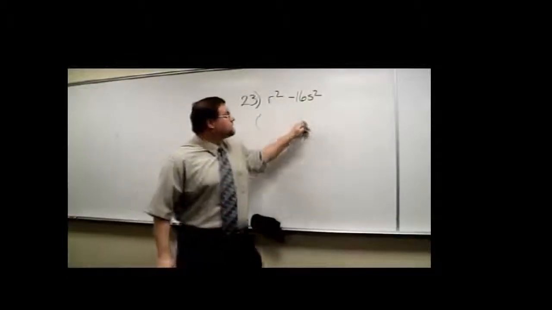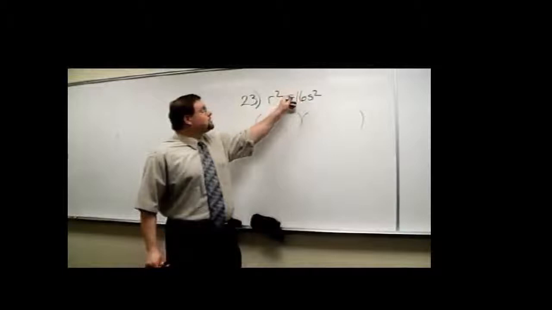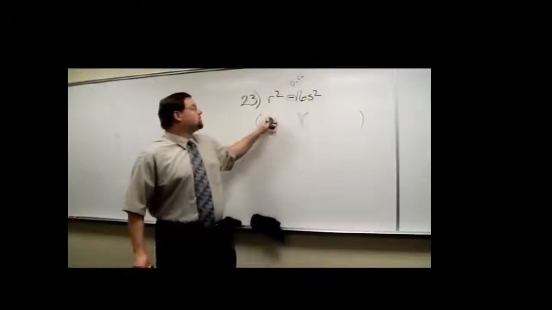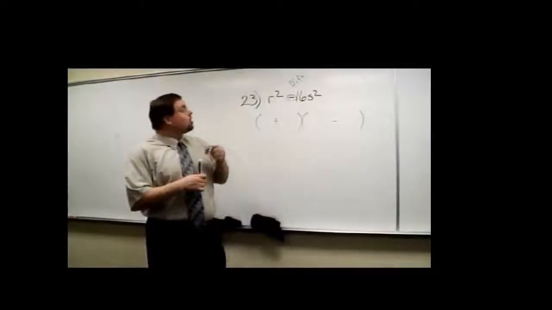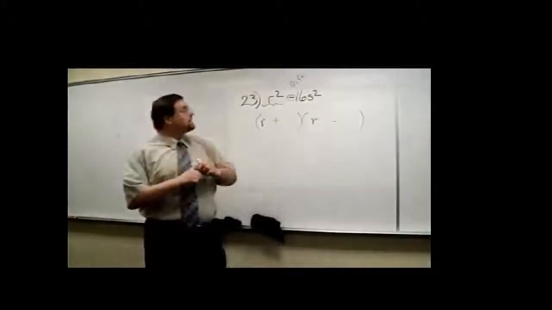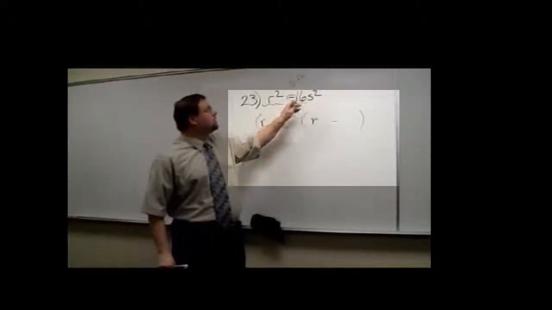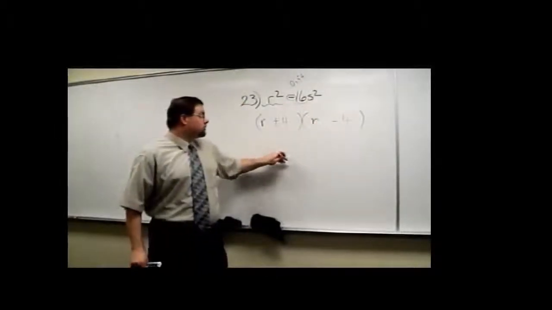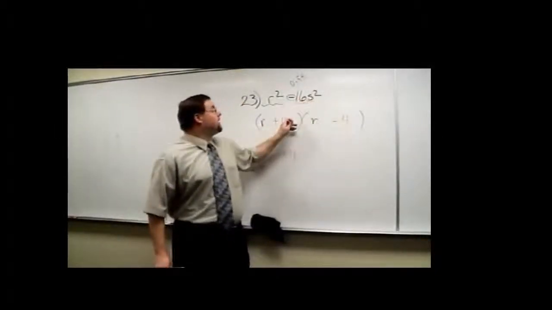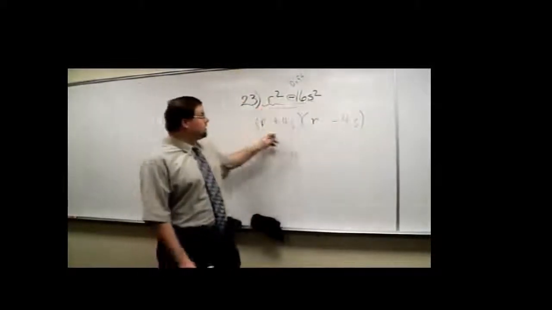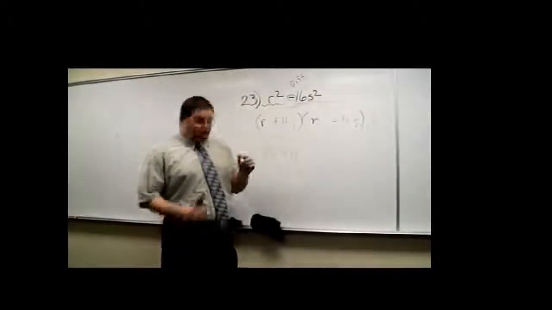Go and make 2 parentheses. Because there's a minus in the middle, the signs will be different. So you're going to have 1 plus, 1 minus, and r squared is going to be just r. And 16, what's the square root of 16? It's 4 and 4. And then s squared is just going to be s and s. I have r plus 4s and r minus 4s. I'm done. Type this into MyMathLab and move on with your life. That's number 23.